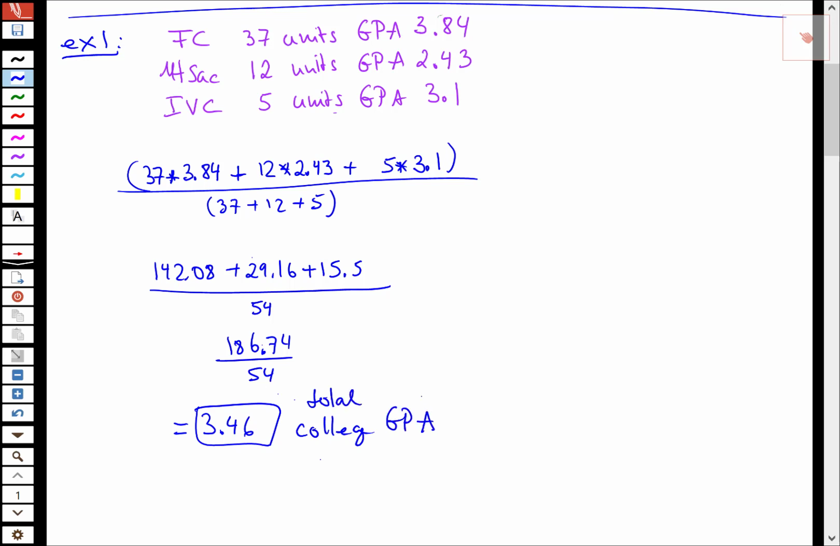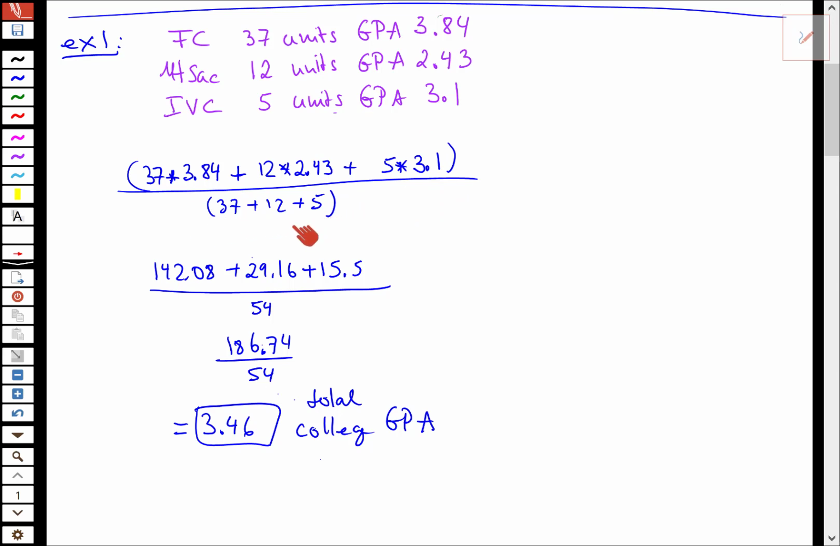Okay? So the key is to multiply each GPA by the number of units that count for that GPA. So that is part 1, your total college GPA. You just take all the schools you've attended and you multiply the number of units by the GPA for each school, and then you add that up and divide it by the total number of units you've taken.